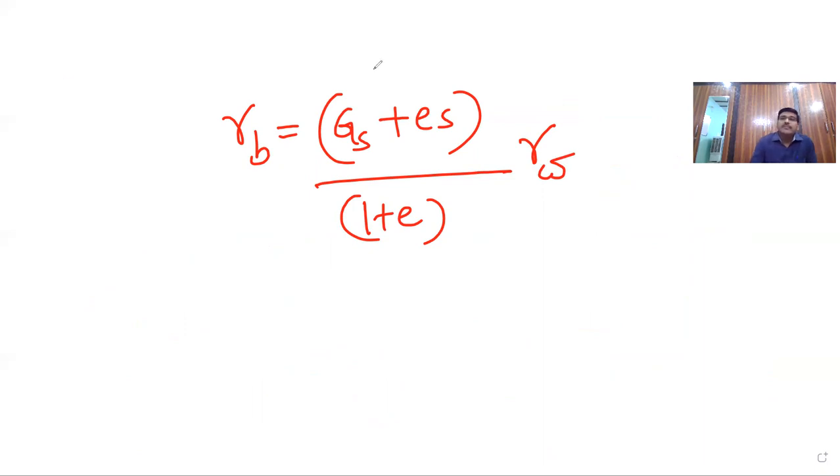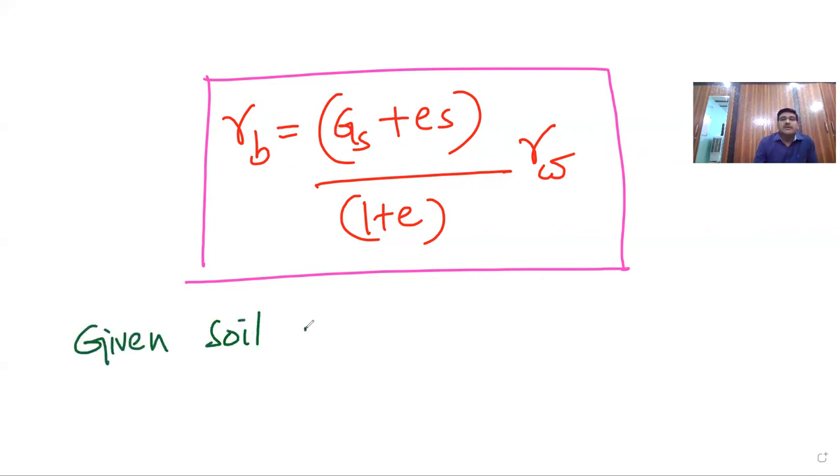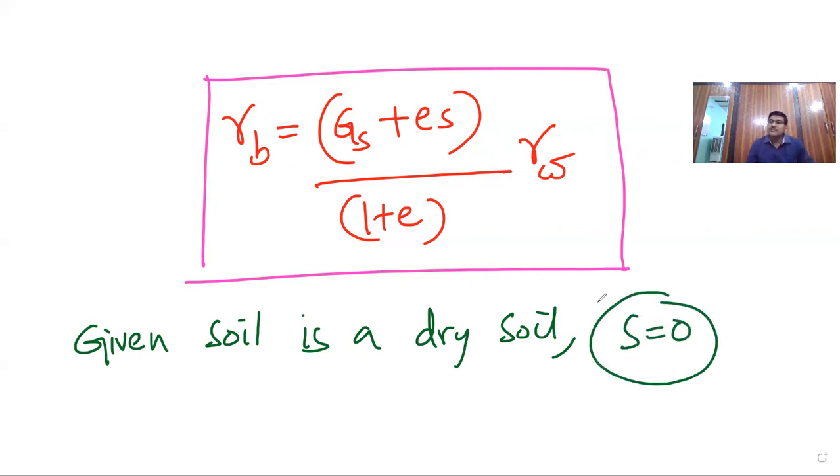Observe carefully. This is the basic formula. Okay, this is the basic part. Observe in this, what is the soil mass? Given soil is a dry soil. Dry soil means all the gaps are filled with air. That means there is no water. No water means the degree of saturation is how much? S is equal to 0.